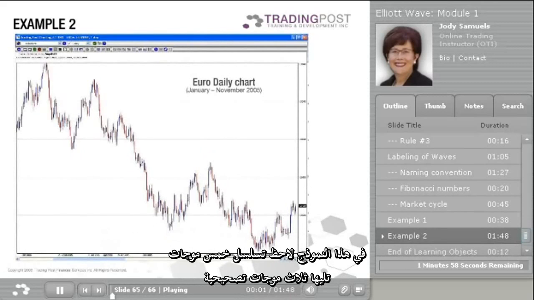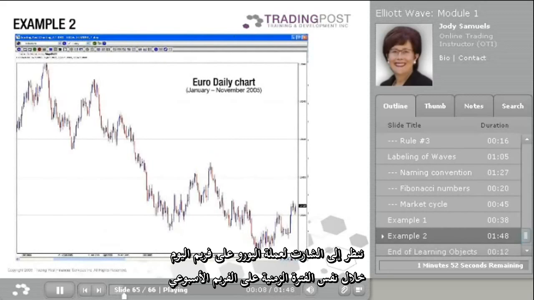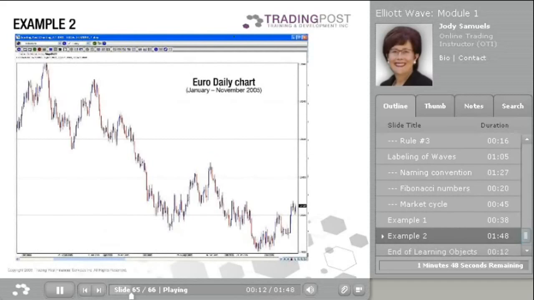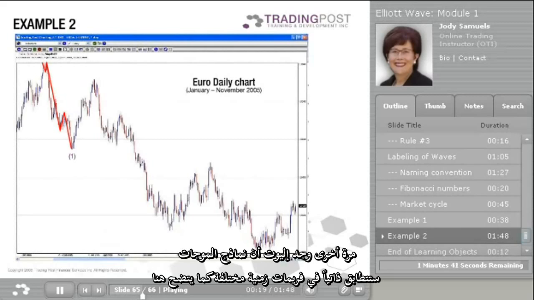In this slide, notice the 5-wave sequences followed by 3-wave corrections. We are looking at the daily Euro chart for the same time period as the weekly chart, but we have broken down the 5-wave sequence into its component subwaves. Again, Elliott found that the wave patterns were self-identical in different time frames, as is evident here.